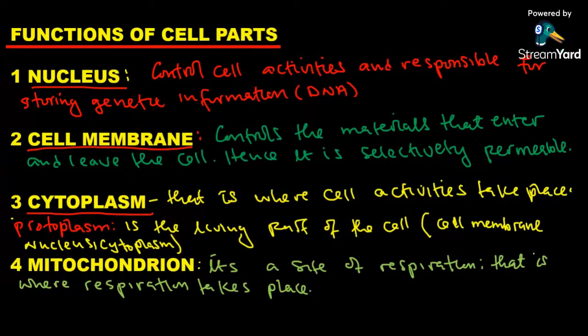So now, what is the function of the cytoplasm then? So this is where cell activity takes place. Remember, the nucleus controls the cell activity, and the cell activities occur in the cytoplasm. So this is where the cell activity takes place. And now if you are to look at the way it is designed, it is jelly-like, okay? It is jelly-like. So this is where the cell activity takes place, and that is the function.